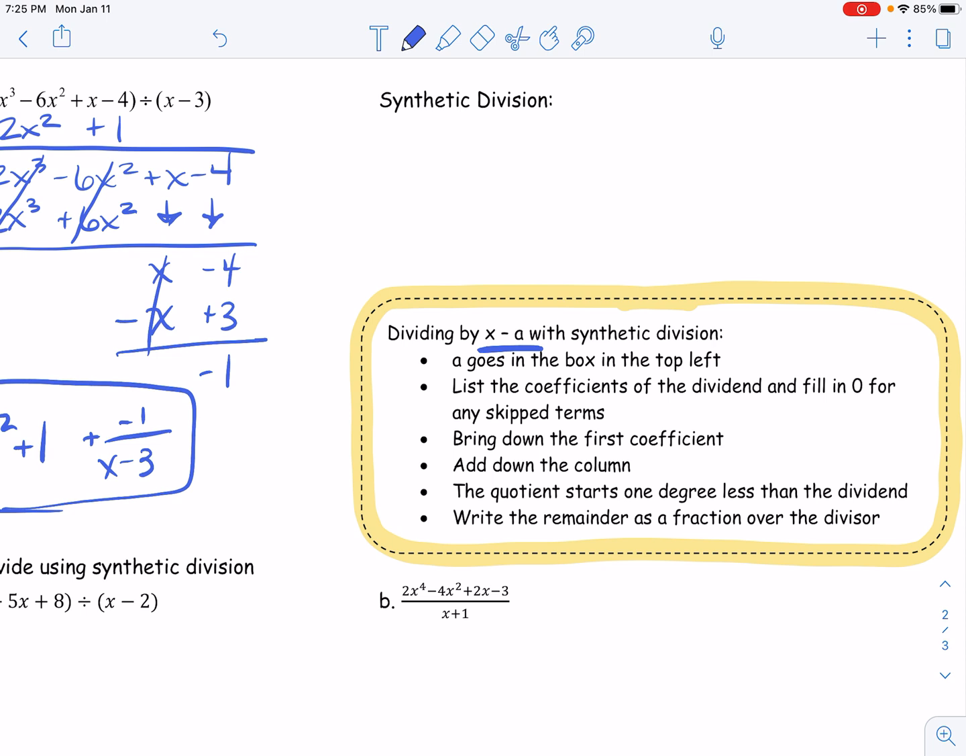So what does all this mean? What does all this look like? Well, we're going to use the same problem because we can.